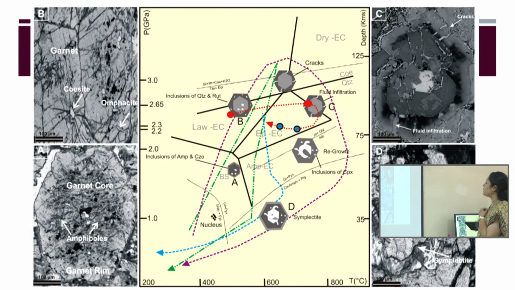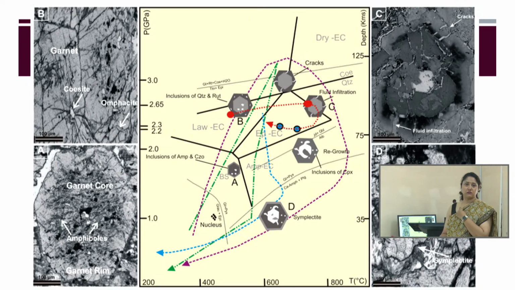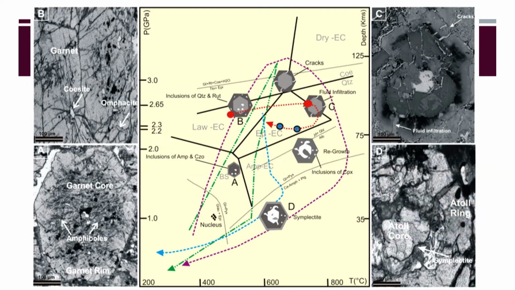If you look at this PT path which I showed in the beginning, we try to fit all the petrological data that we generated in this PT path, and these are our garnets. You actually start with nucleation at the onset of subduction, somewhere at 1.1 GPa, 500 degrees Celsius, and approximately at a time of say 57 million years. That's when the Indian plate just started to subduct beneath the Eurasian plate.